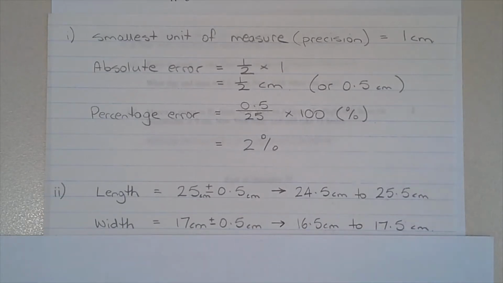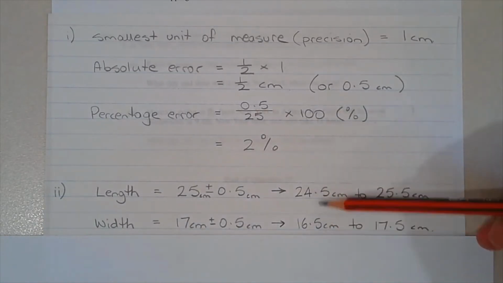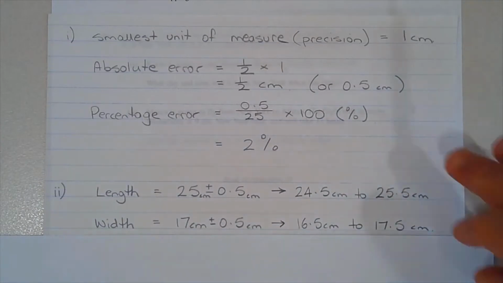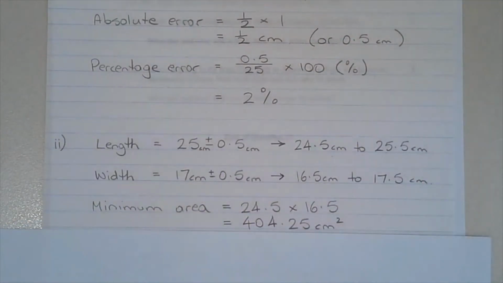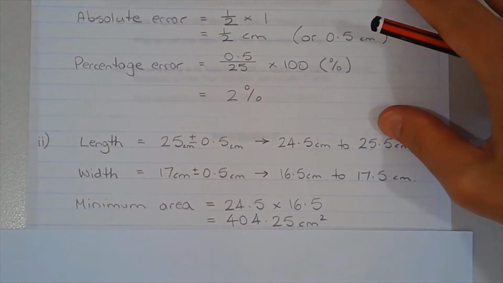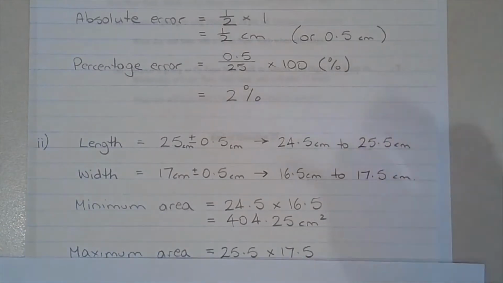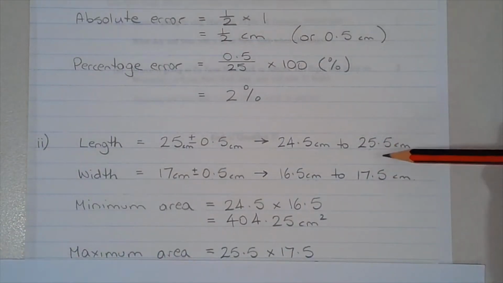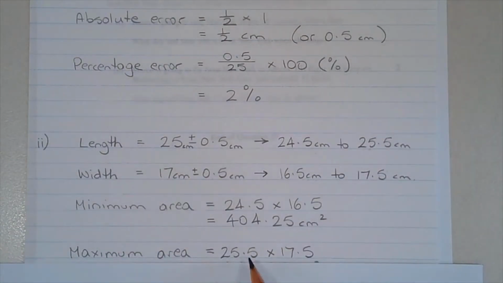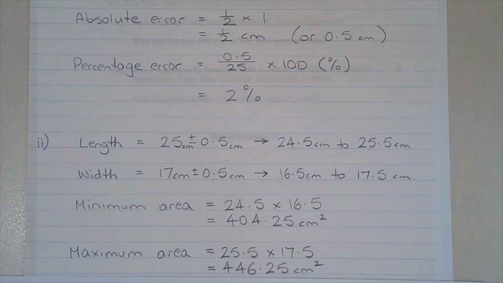So to work out the minimum area, or the lower limit of the area, you multiply the lower limits of both the length and the width. And the result is 404.25 square centimetres. And to work out the maximum area, or the upper limit, multiply the upper limits of both the length and the width. So 25.5 multiplied by 17.5, and the maximum area, or the upper limit for the area, is 446.25 square centimetres.